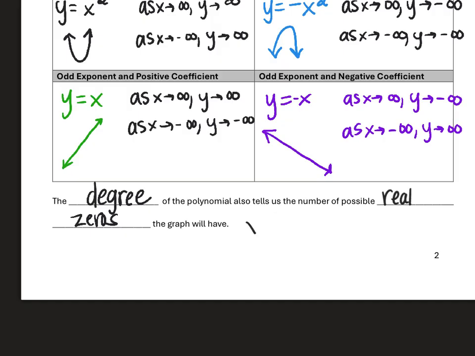So if the degree is 3, this could have up to 3 zeros. And remember, a zero is where it crosses the x-axis. So you could have up to 3 zeros in a cubic. X to the 6, how many zeros could you have? Up to 6. You don't always have 6, but you could have up to 6. You'll never have more. Up to 6, up to 3. So the degree tells how many possible places it's going to cross that x-axis.